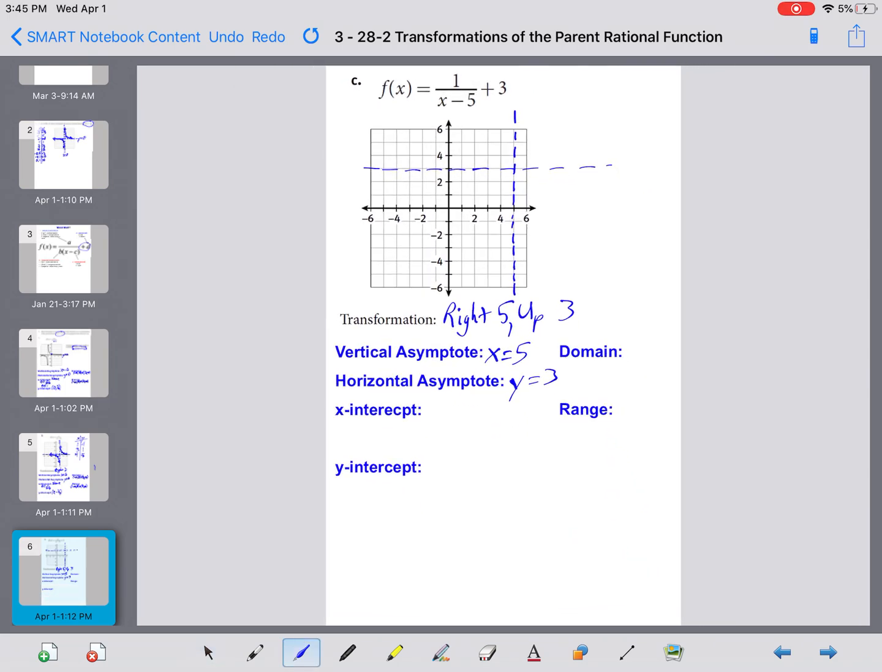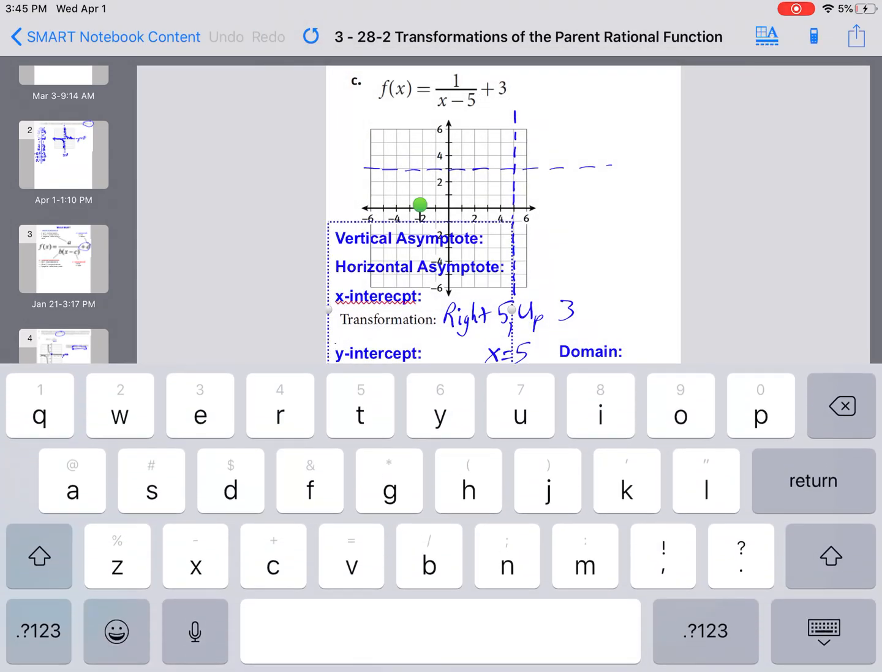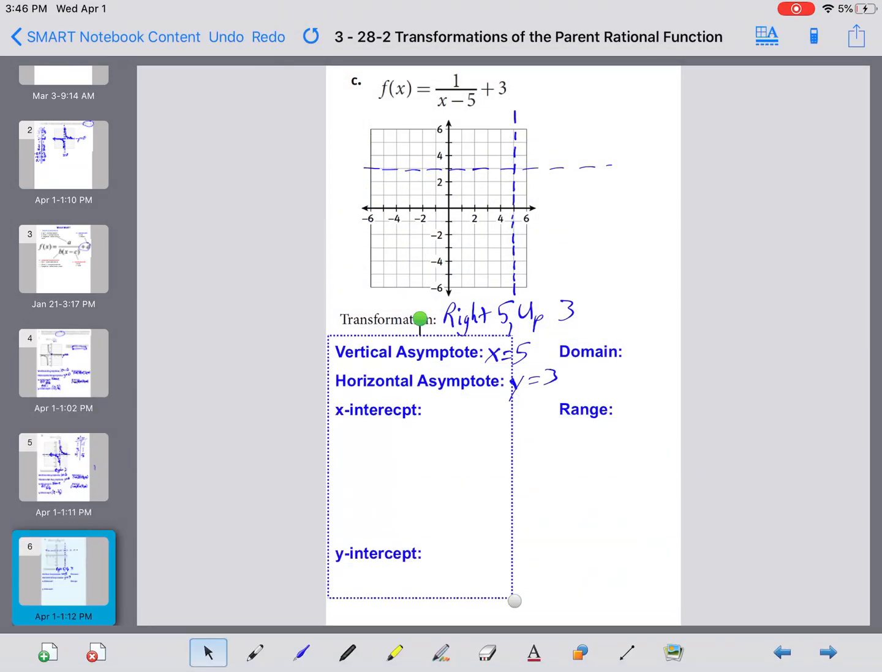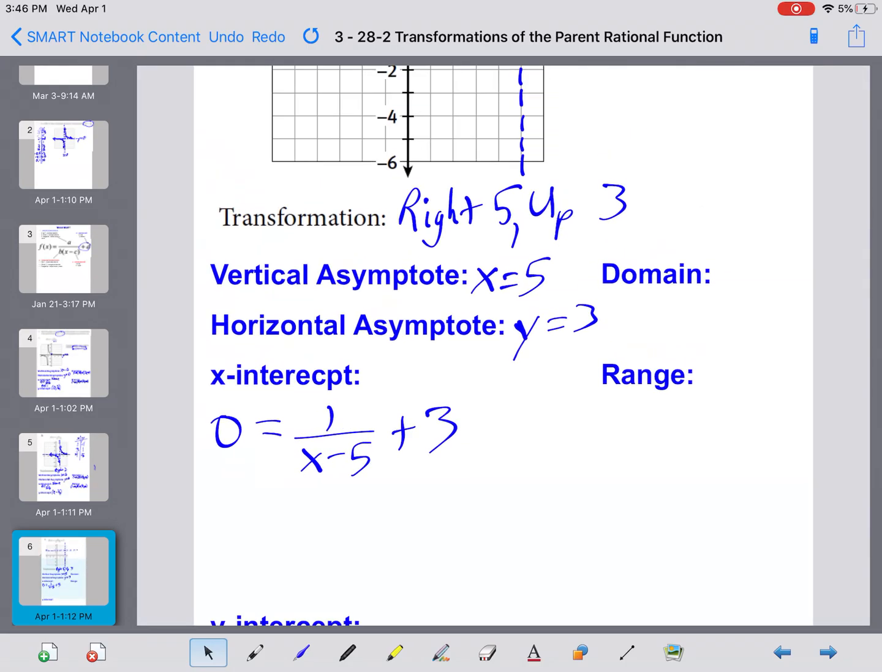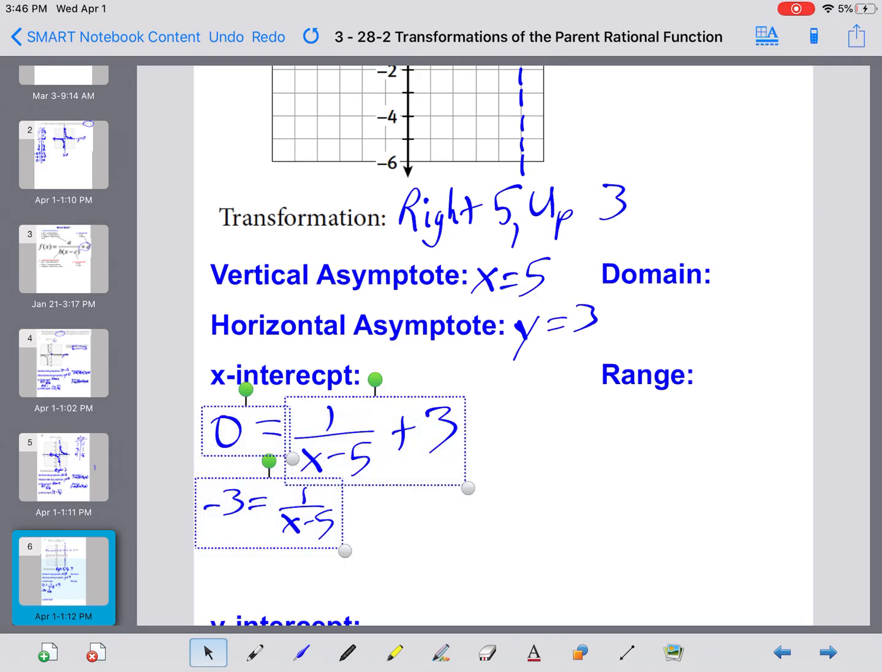If I plug in 0 for x, I'll give myself a little bit more space here. All right, I'm sorry, I misspoke. For the x-intercept, if I plug in 0 for y, I get 0 equals 1 over x minus 5 plus 3. Right, so same technique, plug in 0 for y. Now if I clean this up a little bit, I'm going to subtract the 3 over, so negative 3 equals 1 over x minus 5.